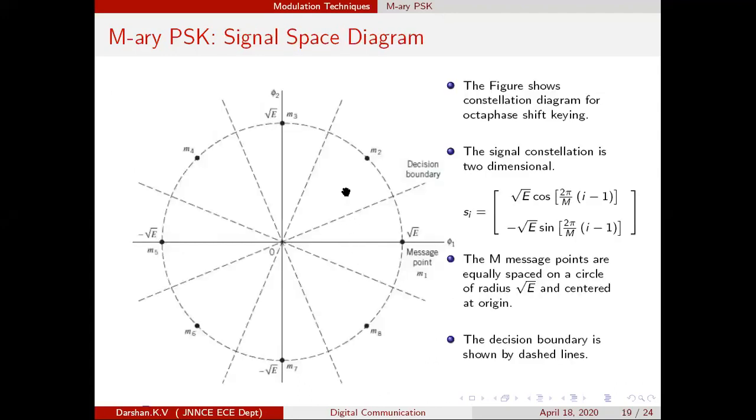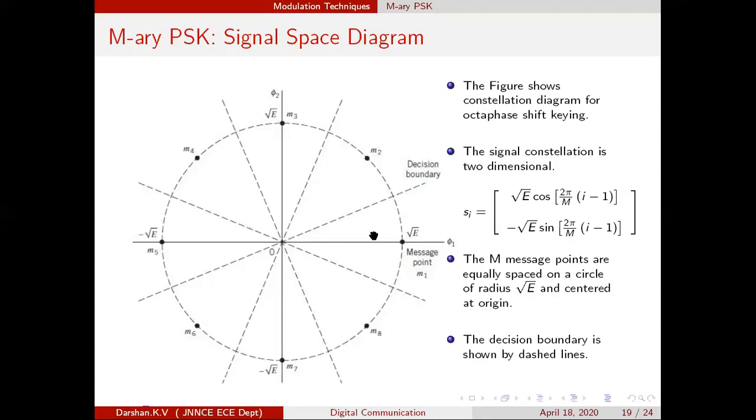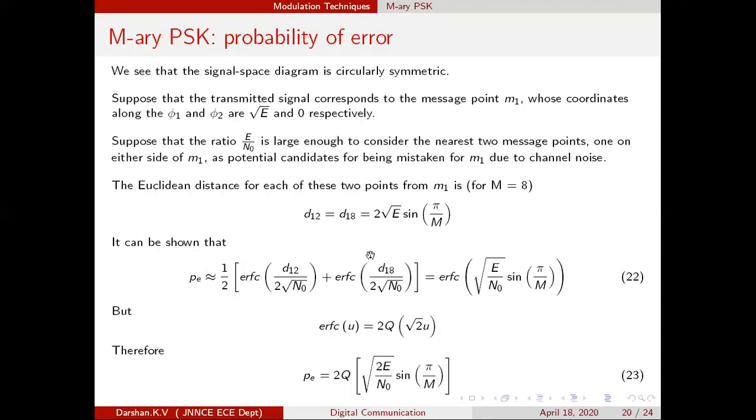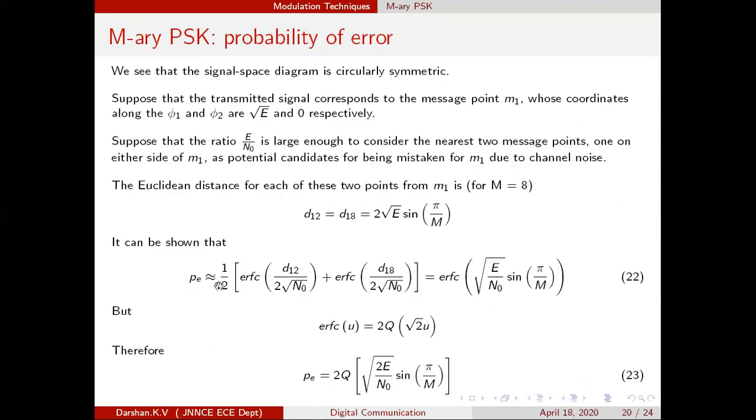If you are not imposing this condition, you are supposed to have 7 terms here. To have a simplification, we are reducing the number of terms to 2, meaning the signal may fall over here or it may fall over here. That is why the probability of error is an approximate one. Now if you simplify, D12 and D18 are the same.